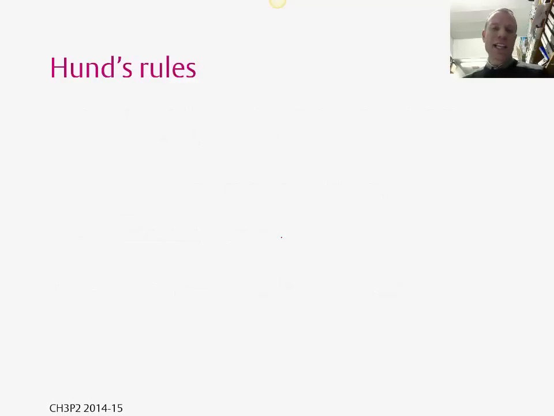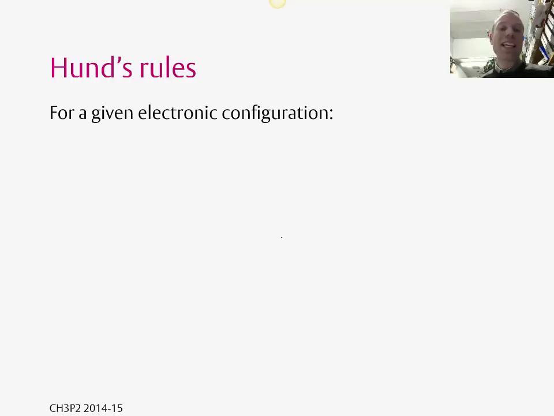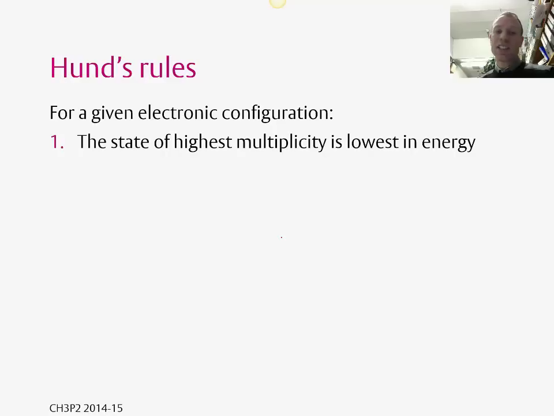Okay, so now we've got these various electronic states for an atom. We need to know in which order they come, because associated with these states they'll have a specific energy. So we need to know which ones are higher or lower in energy, and this is where Hund's rules come in. If we have a given electronic configuration, say 2 electrons in the 1s orbital and one electron in the 2s orbital, so the ground state of lithium, we will work out the available states. Hund's rule number 1 says that the state of highest multiplicity is always lowest in energy. So this means that if you have a triplet state and a singlet state, the triplet state has higher multiplicity, so it's going to be lower in energy.